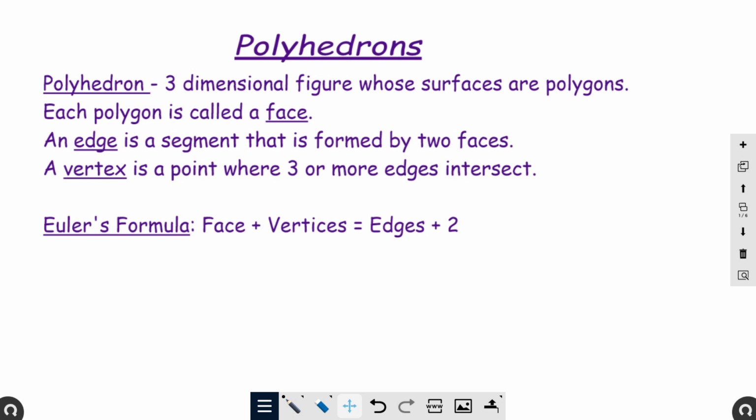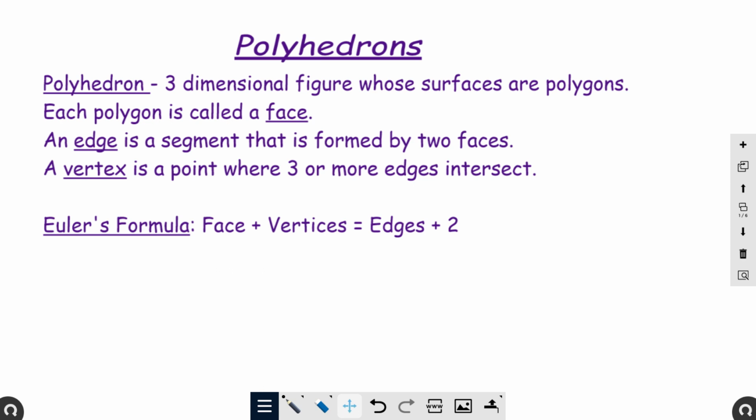So Unit 8 is all about polyhedrons, which are three-dimensional shapes. So that's what this whole unit is about, three-dimensional shapes. A polyhedron is a 3D figure whose surfaces are polygons. Now, polygons are shapes that are connected with lines. So squares, triangles, whatever. Each polygon is called a face.